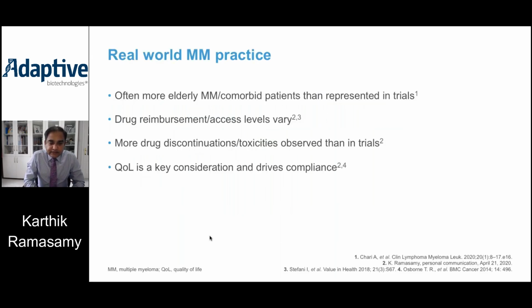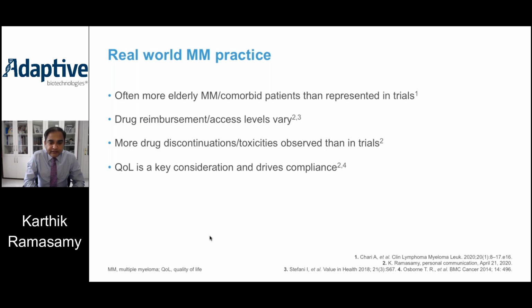In real world practice, we clinicians know that our patients are often rather different to those represented in clinical trials. They're often more elderly and comorbid patients. We know that drug reimbursement, even within the Western world, varies and our access levels are considerably different. We know that when patients are exposed to these treatment combinations, there are significant drug discontinuations and toxicities observed in comparison to what has been reported in trials.